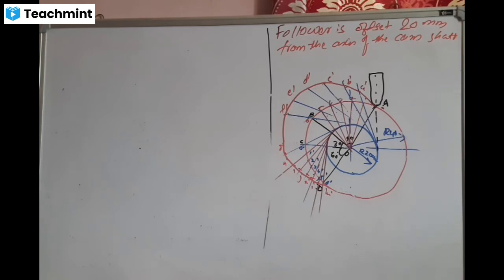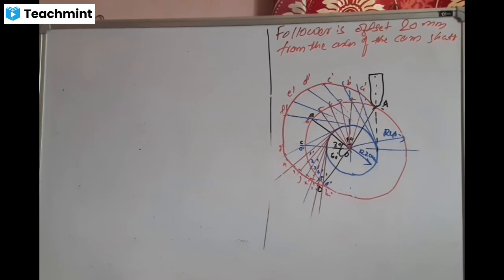The displacement of the follower takes place with uniform acceleration and uniform retardation. Full point. Determine the maximum velocity and acceleration of the follower when the camshaft rotates at 900 rpm.